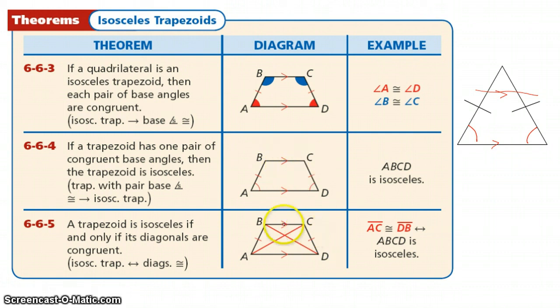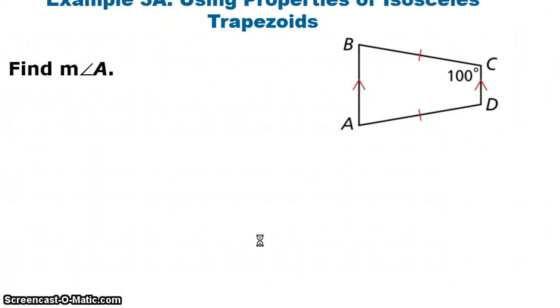And our third theorem works with the diagonals of our trapezoid. If we have an isosceles trapezoid, the diagonals of the trapezoid are congruent. So your theorem states a trapezoid is isosceles if and only if its diagonals are congruent. So let's use these theorems and work a couple of problems.